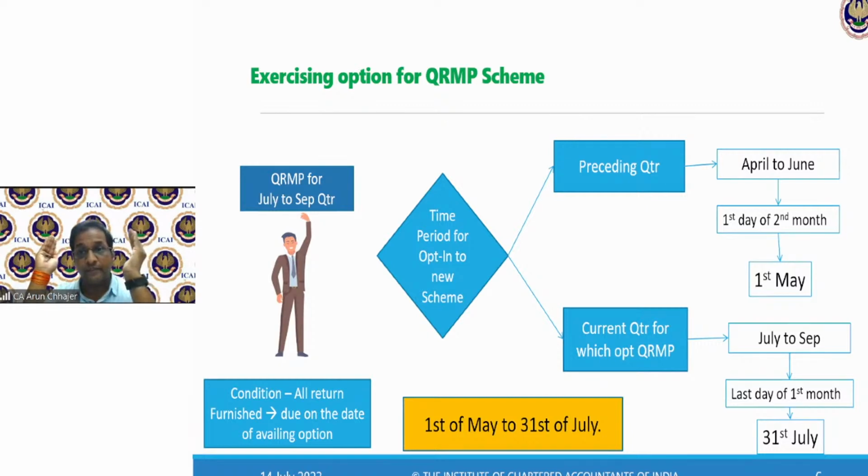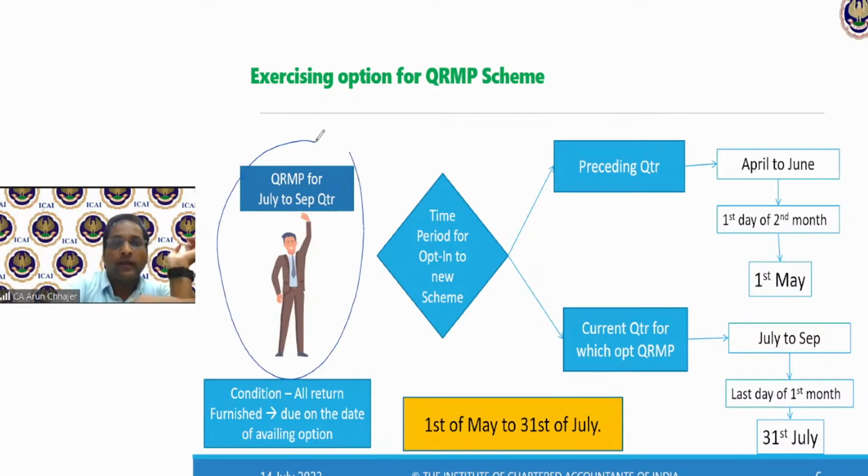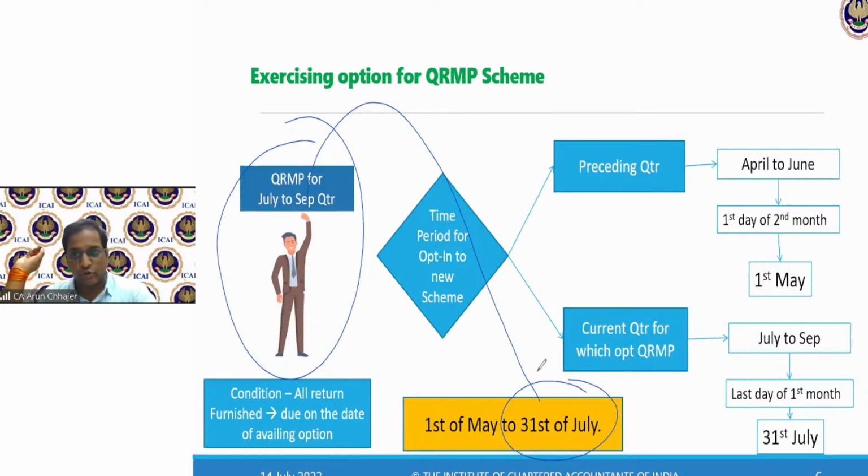Sir, what is the time frame? The time frame is 3 months. 3 months means, let's say I like to opt QRMP for the July to September quarter. What is the first month? July. It means the last date to opt this QRMP scheme would be 31st July.